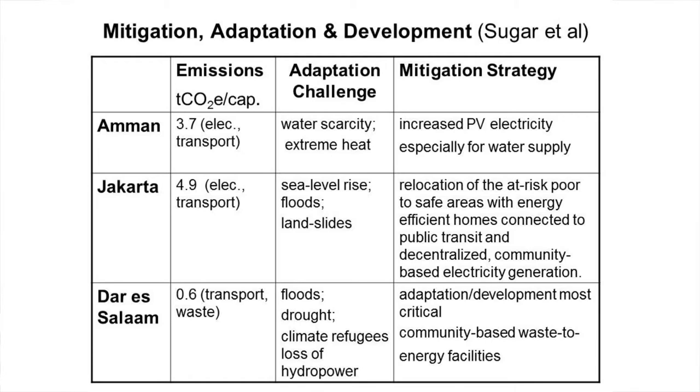In the case of Amman, Jakarta, and Dar es Salaam, we've got some quantification of emissions, and they're fairly small, especially in the case of Dar es Salaam. 0.6 tons of CO2 per capita is a really small greenhouse gas emission. Jakarta's 4.9 is up there with Barcelona, which we consider to be really low already. But you can see some of the adaptation challenges in these developing world cities: sea level rise and floods and landslides in Jakarta, water scarcity and extreme heat in Amman, and Dar es Salaam with the whole works, floods, drought, climate refugees.